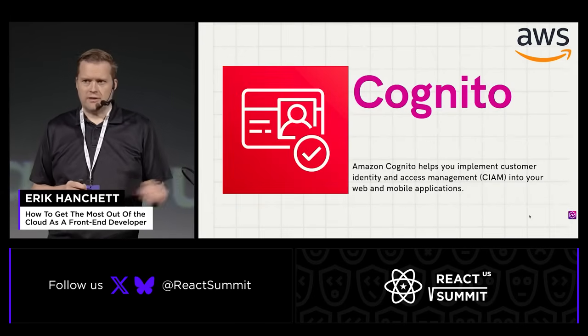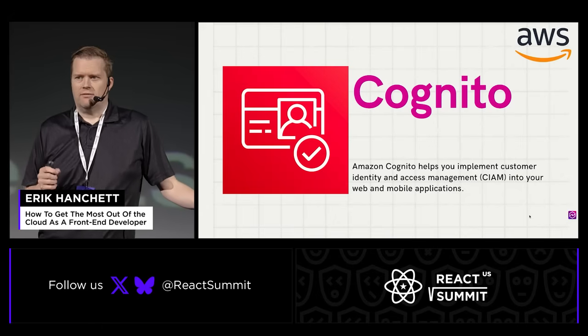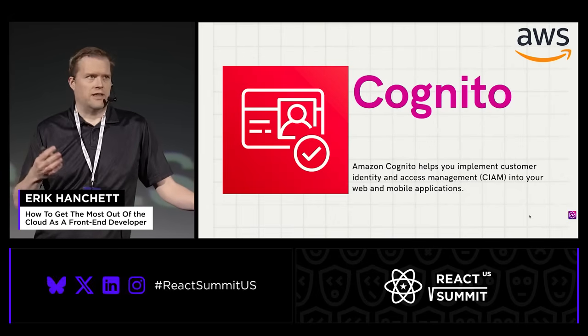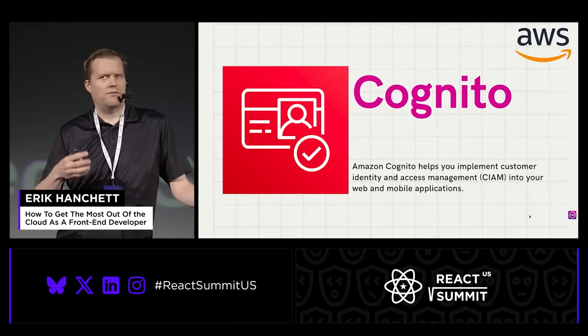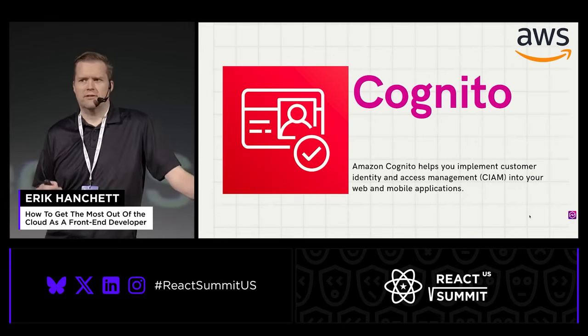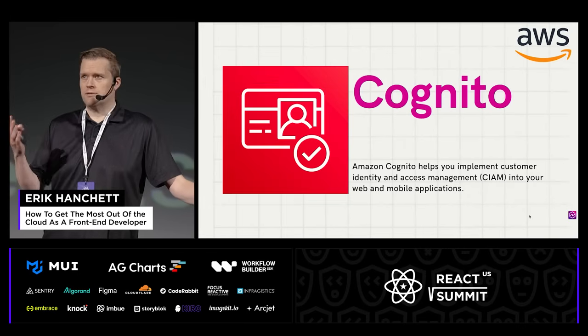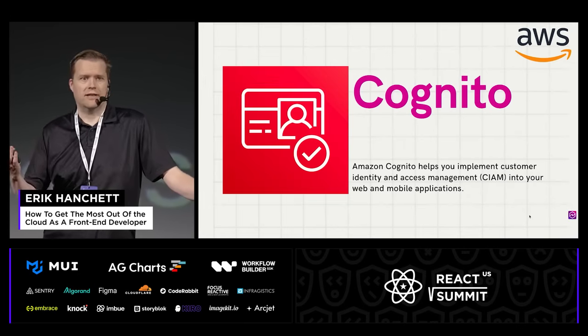And then there's Cognito, which is our identity service. You can do authorization and authentication against this. A lot of people don't know we have that type of service, and I always like to point it out during talks. It's perfect for front-end developers who want to set up sign-in and sign-out in their apps.